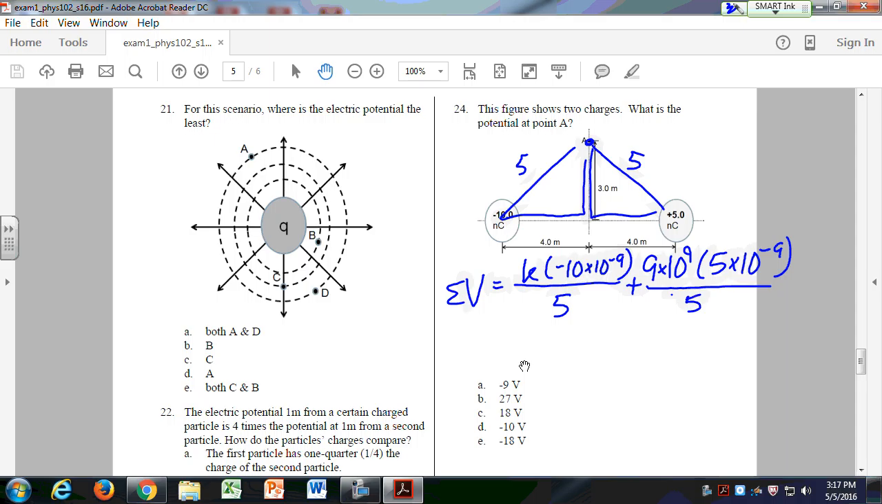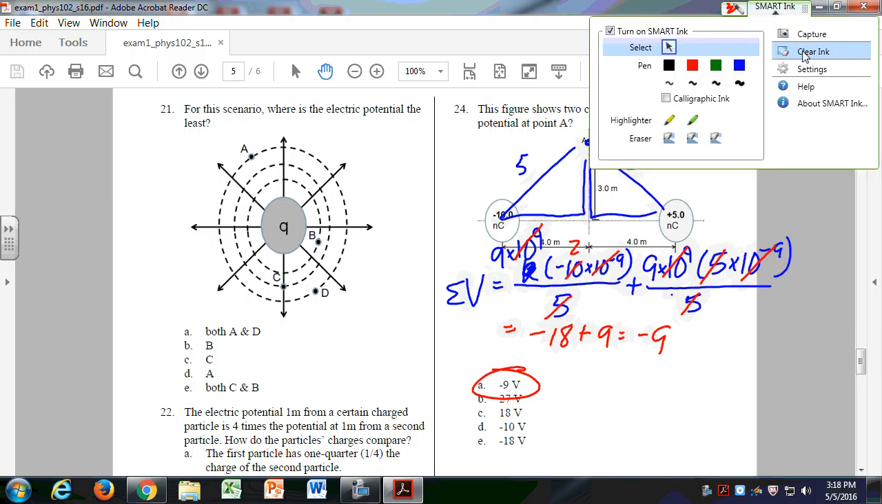I get some things canceling out here. I'll do this 9 times 10 to the 9th. Look for that. These cancel. These cancel. This cancels, and this cancels with this and leaves a 2. And so I get negative 18 plus 9, which is negative 9. All right? Finding the potential. You could see something like that for sure. How to calculate the potential. All right? Y'all good on this? Okay. I'm going to clear this.